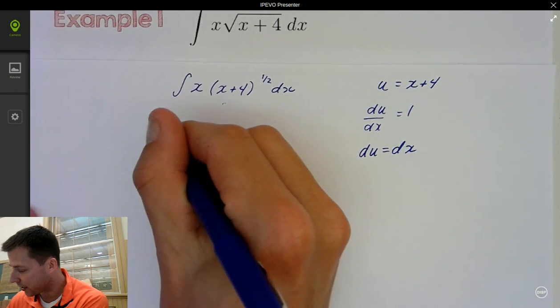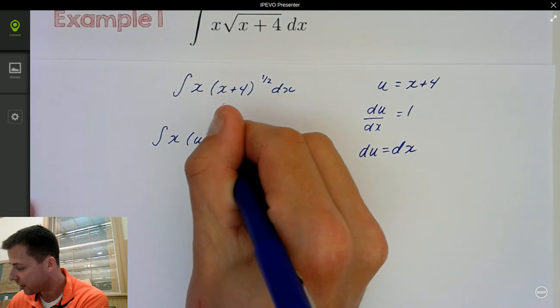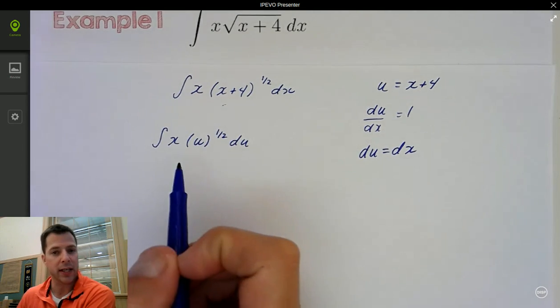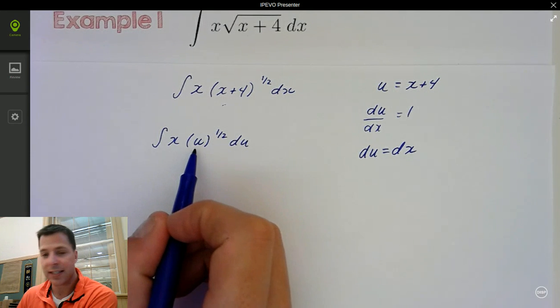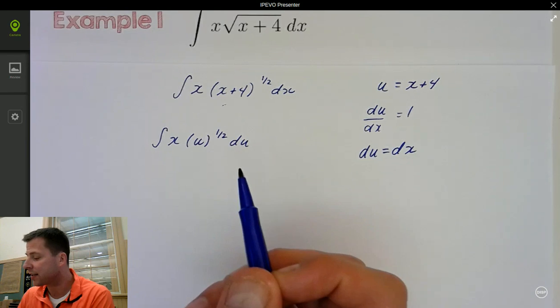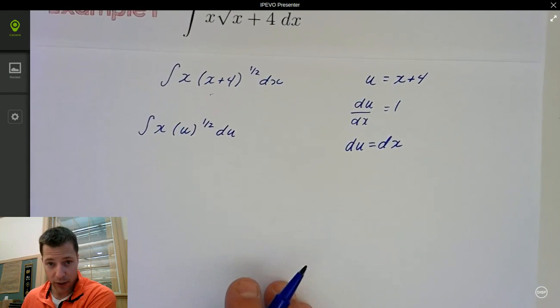I go back through and I substitute here. Here's the u-substitution, x times u to the 1/2, and dx is du, and now I'm in trouble. Now I'm looking and saying, okay, I have x, I have u, but I want to integrate with respect to u. I have to get rid of x. How do I do that? Now, there's nothing else I can do, or is there?